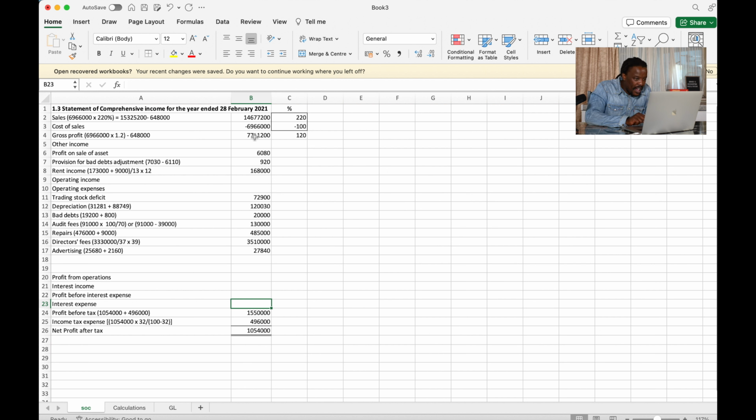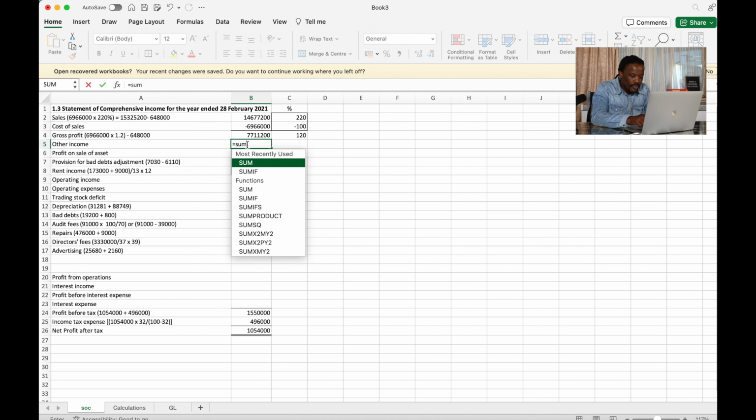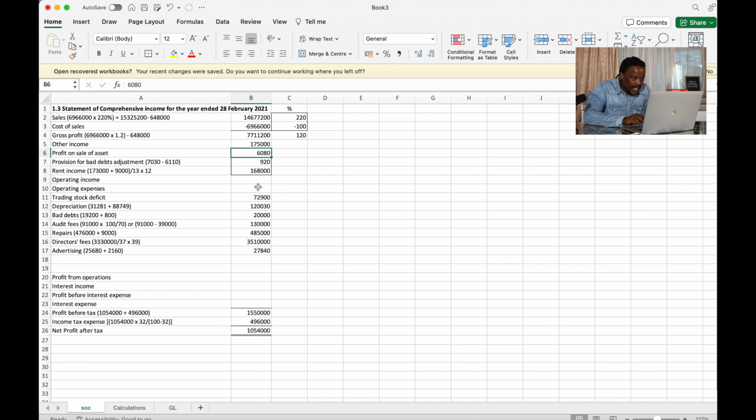Now if it was not given, and you say I'm done with the questions, now let me close off everything. Sales less cost of sales is equal to gross profit. Correctly put it so. Gross profit, other income is these items here. When you add them together, they give you the total of other income, the sum of these three, 175,000. Now gross profit plus other income is equals to 766, and then we have these expenses.